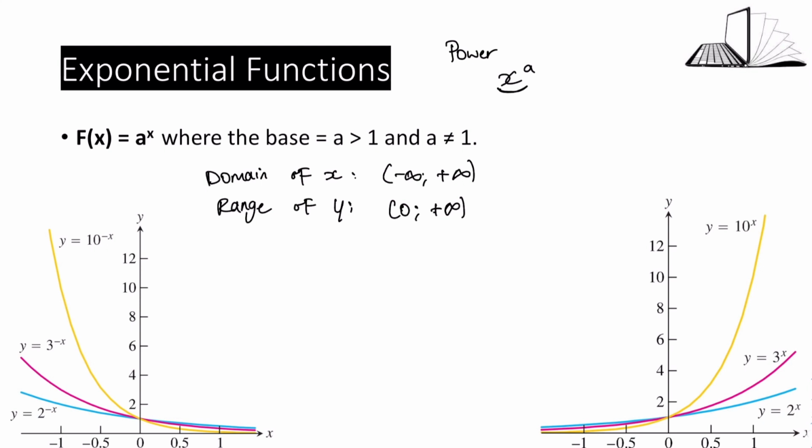There is a common point, as you can see, that all the exponential functions should pass through, which is for x equals 0. This means that a to the power 0 is always equal to 1, no matter what a is: 3, 4, 10, 2. If the exponent is 0, a to the power 0 is going to be equal to 1, and you can see that all the functions pass through this point.